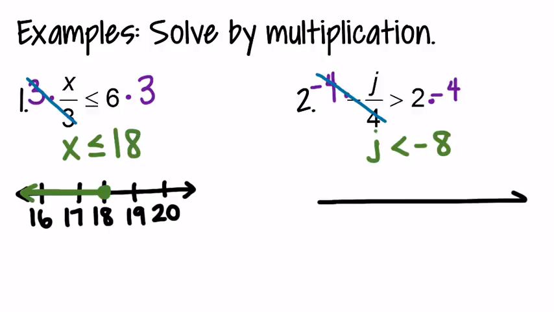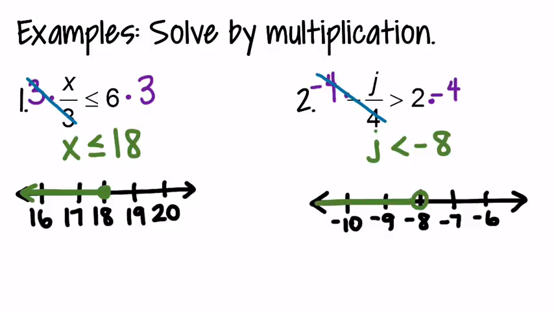Okay, so I'm going to draw my number line. I'm going to put negative 8 in the middle and put a few numbers on either side. Since our solution is j is less than negative 8, this time I'm going to have an open circle on negative 8, and less than means it's going to go to the left with an arrow.